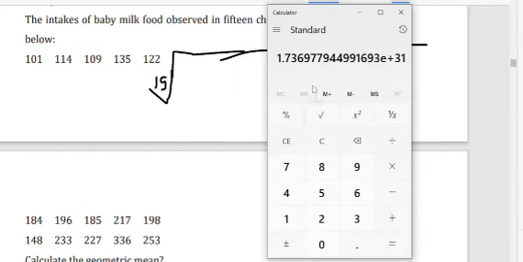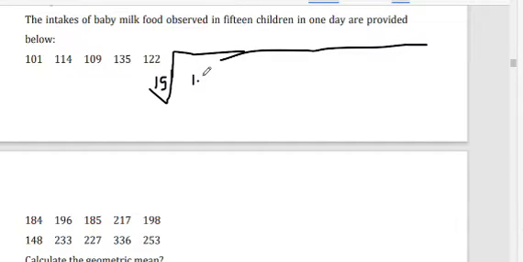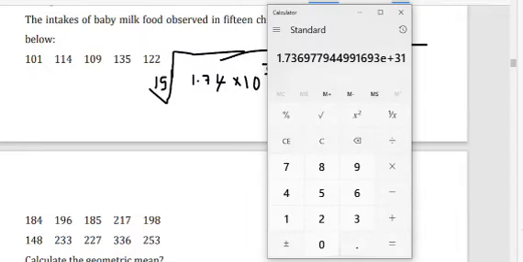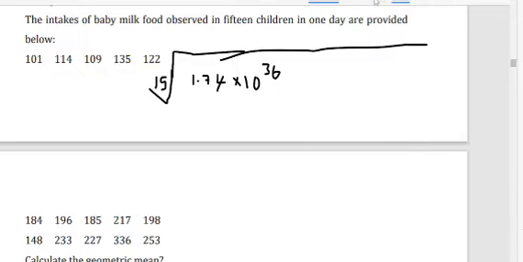1.74 times 10 raised to the power 31. So I'm going to write 1.74 times 10 to the power, I think it's 36, not 34, times 10 raised to the power 31. So you can work that out from your calculator.